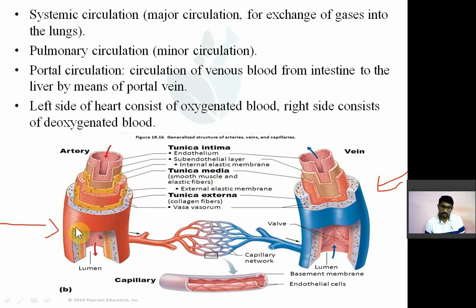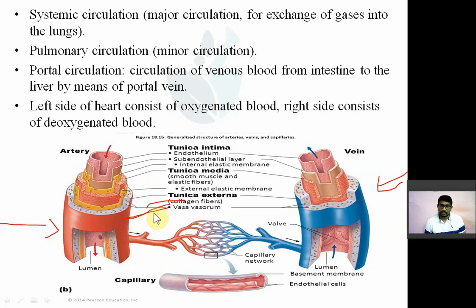The first, outer layer is known as the tunica externa. This outer layer is made up of collagen fiber. It is a fibrous layer, made from collagen protein. The outer layer of arteries or veins is known as the tunica externa.